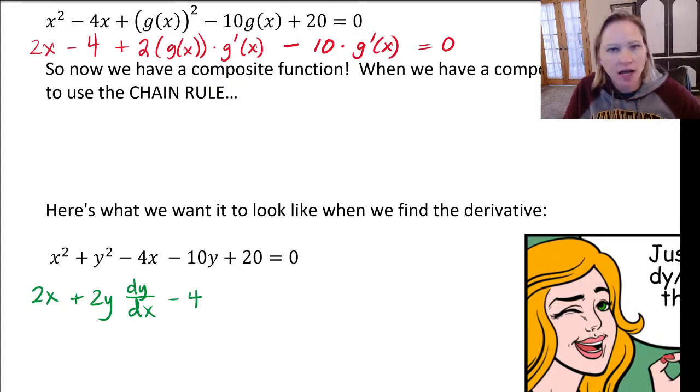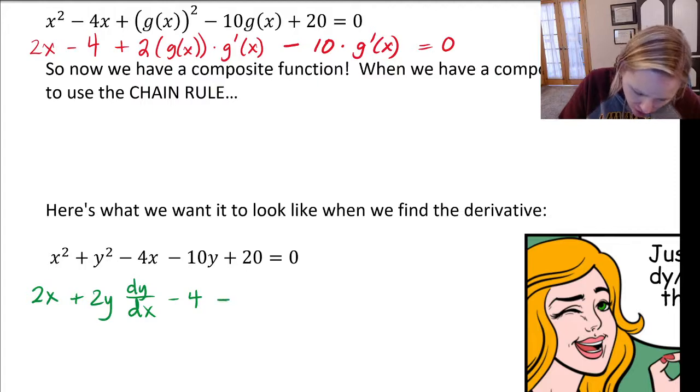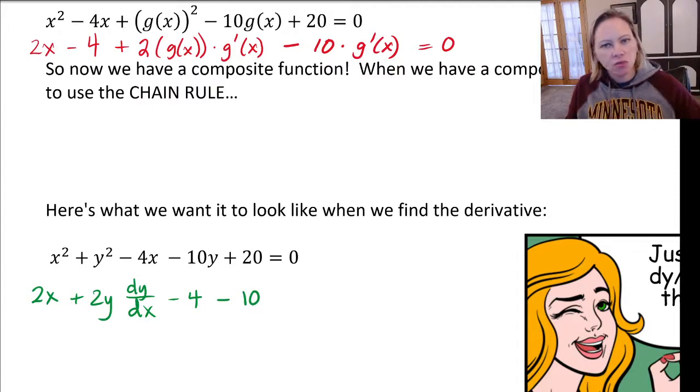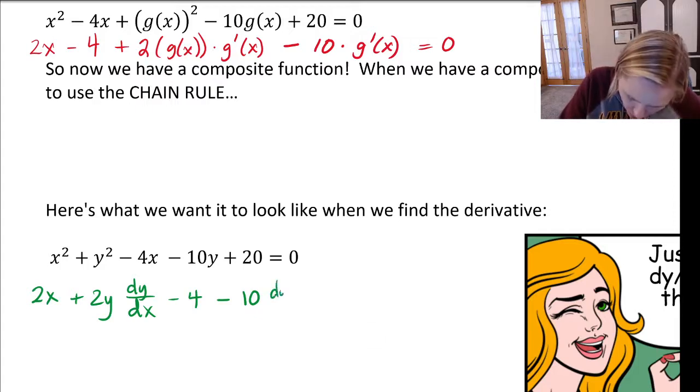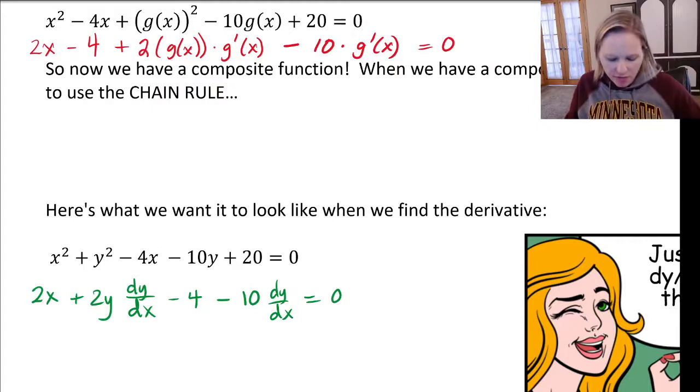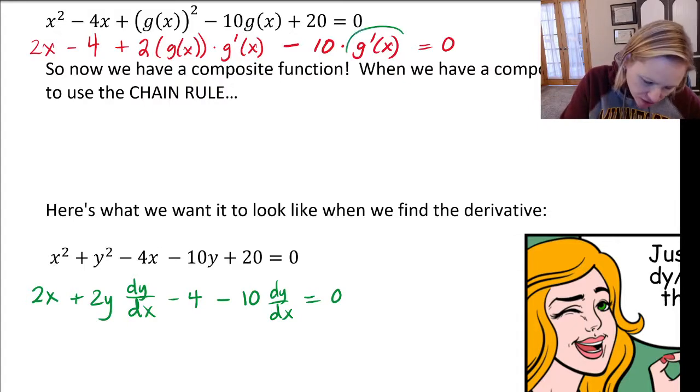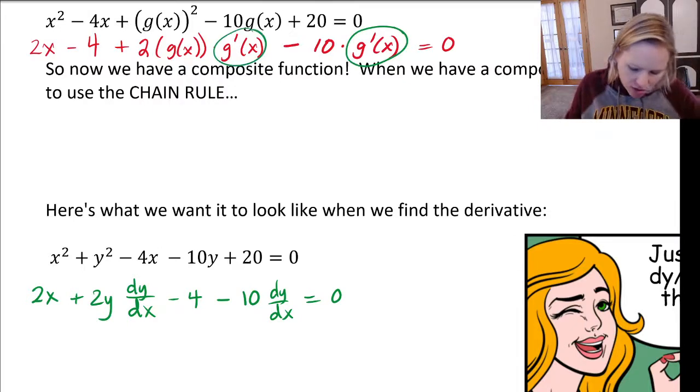-4, because it's just x, so we just treat it normally. Derivative is just going to be -4. -10y, so -10, but because it's a y, we're going to multiply it by that derivative. It's that outside-inside rule, dy dx. 20, the derivative is 0. So now we have this situation. So instead of using g prime, we were just using dy dx.